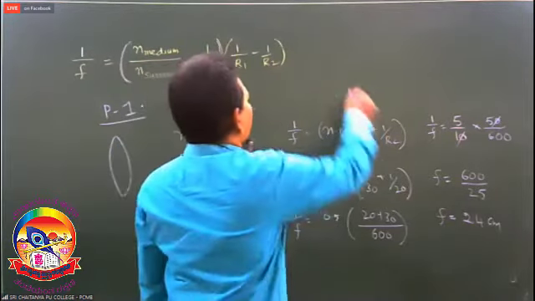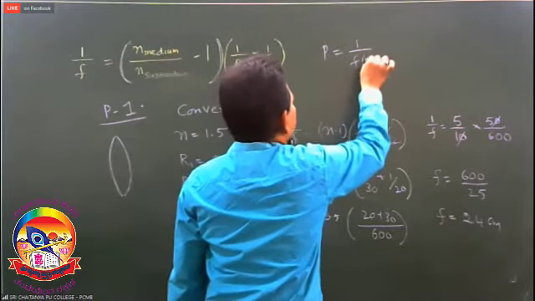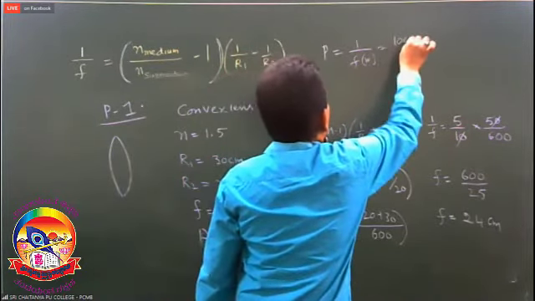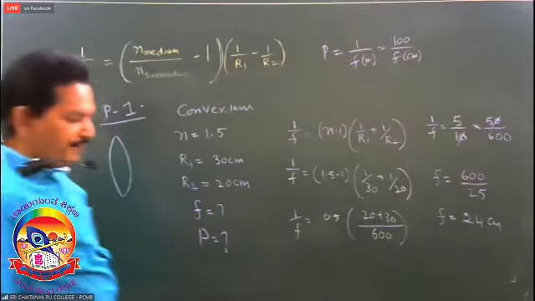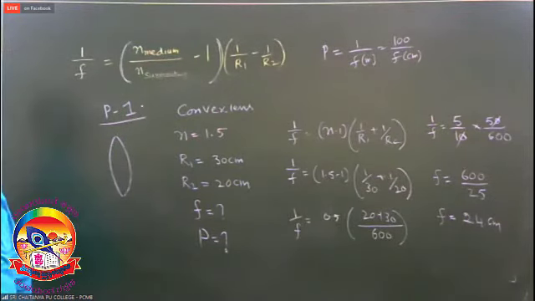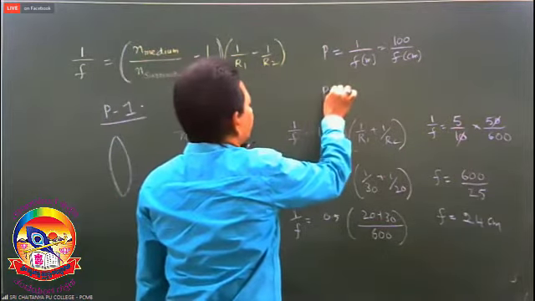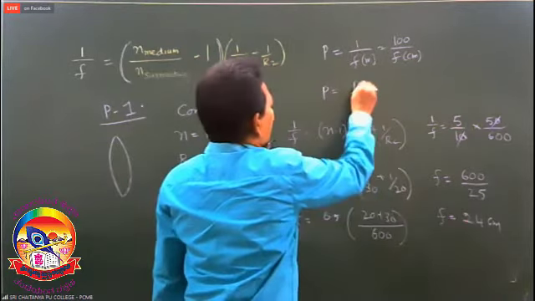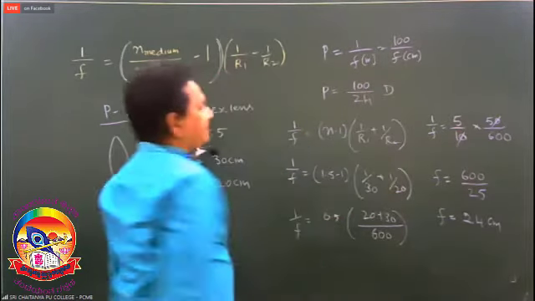Now calculate power. Power is equal to 1 by F if F is in meters, and 100 by F if F is in centimeters, because 1 meter is equal to 100 centimeters. So power is equal to, because it is in centimeters, 100 divided by 24 diopters.